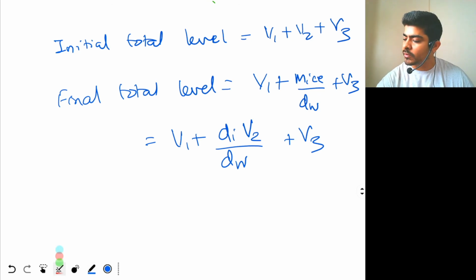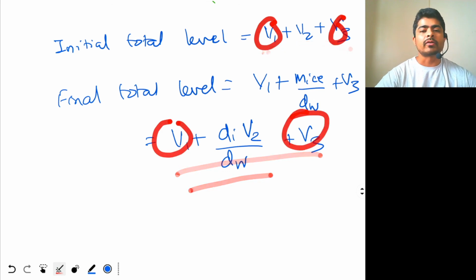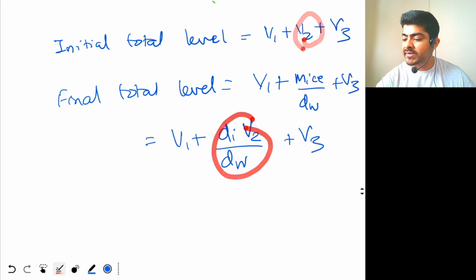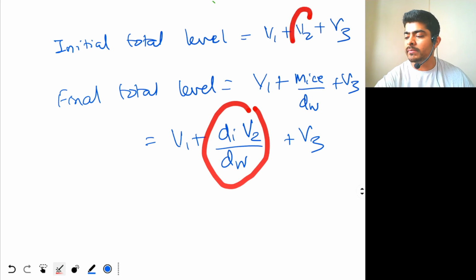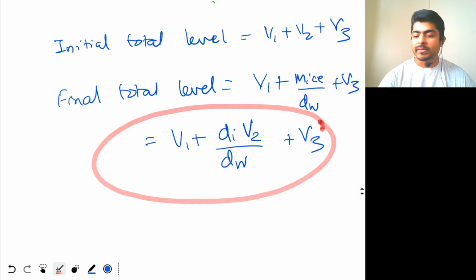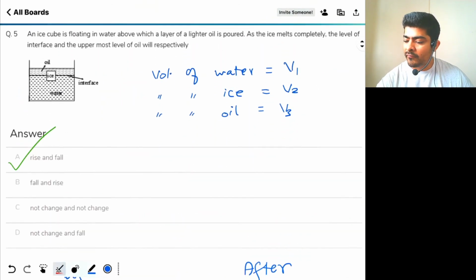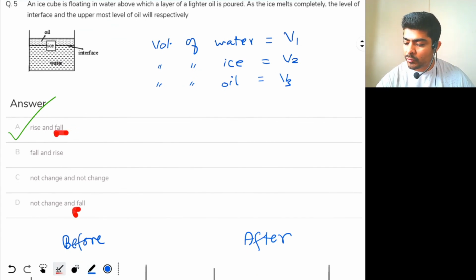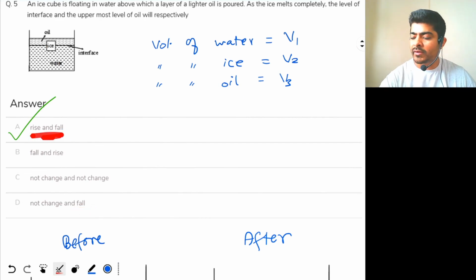Now compare these two terms. V1 and V3 are identical. So we just need to check these two terms. Since di is smaller than dw, this volume will be smaller than this volume. So the total volume is actually falling. The final volume is less than the initial volume. So we get that the final oil level will be less than the initial oil level, so the oil level will fall. But we have two options of fall, so obviously we need to check the water level as well. Anyways, this is your answer.